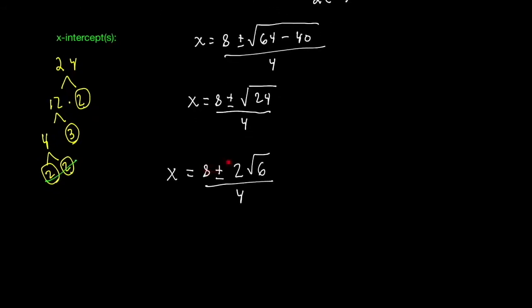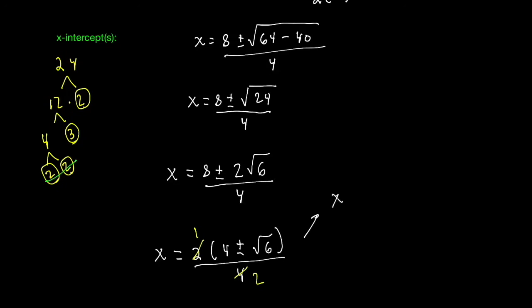Next, I notice that the 8 and the 2 have a greatest common factor of 2, so I'll factor that out. So I get x equals 2 times (4 plus or minus root 6), all over 4. The 2 and the 4 reduce to 1/2. So my exact solution: x equals 4 plus or minus the square root of 6, all over 2.